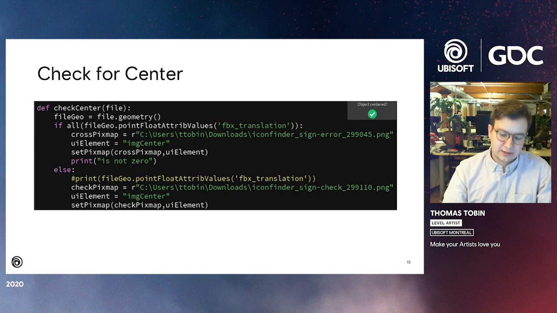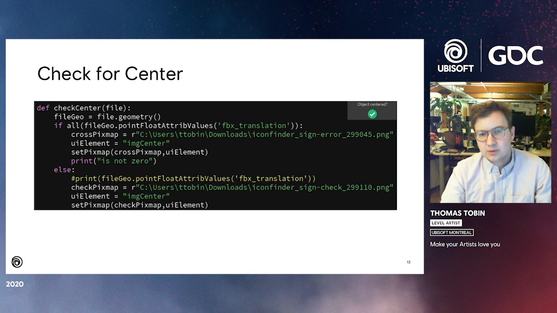The final is check for center. Now there are many ways you can do this, but a simple way I wanted to do was just check, does the FBX translation attribute contain anything other than 0? So if everything is okay, then I can print the check. However, if it is false, the cross pixmap declares where that icon is that I'm setting, and I can then just set my pixmap. So this is my image inside of my UI file, and it will set this little icon you can see on the top right. So it'll either do a check mark or a cross mark depending on if it's true or false, if there actually are transforms on the objects.